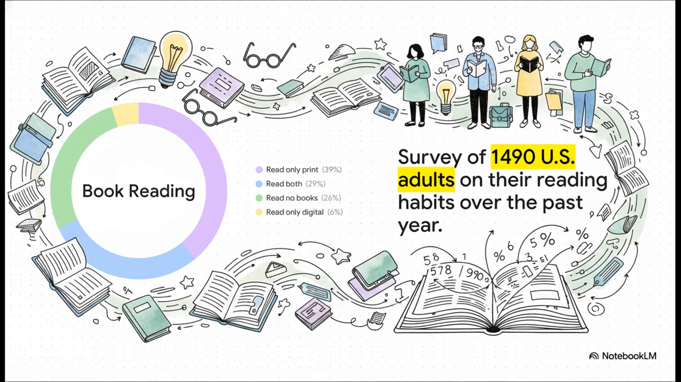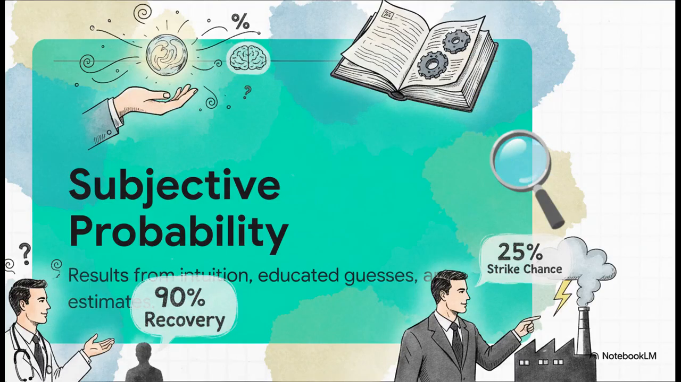This survey on reading habits is a perfect example. We can't use classical theory here. Instead, we have to look at the data. Out of 1,490 people they talked to, 578 said they only read print books. So the empirical probability that the next person you ask reads only print is 578 divided by 1490, which comes out to about 39%.